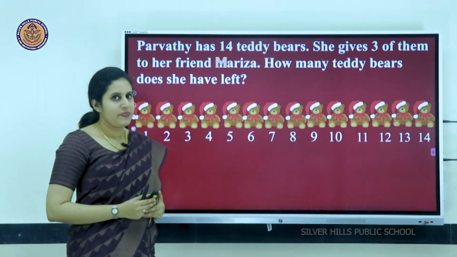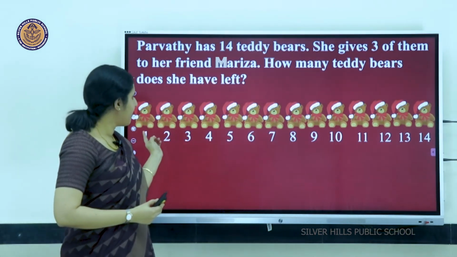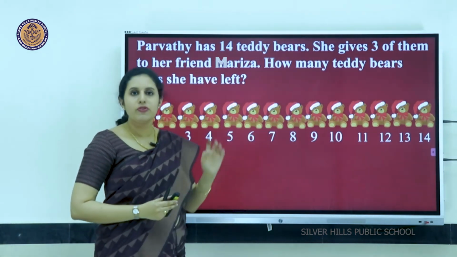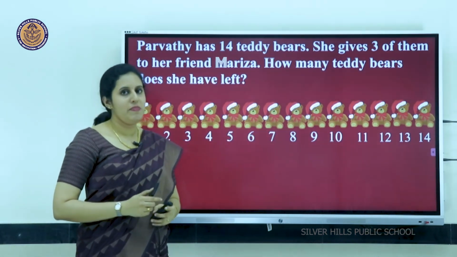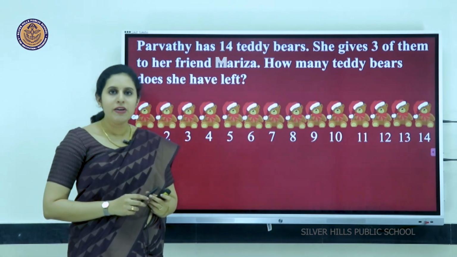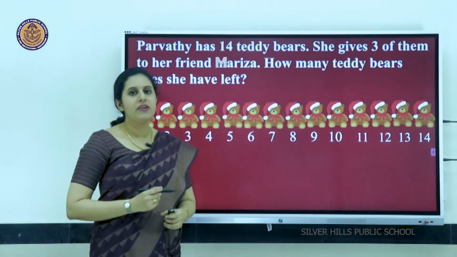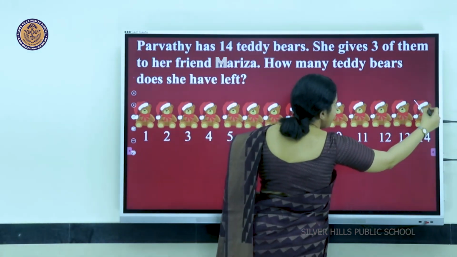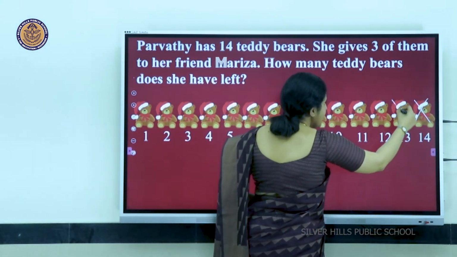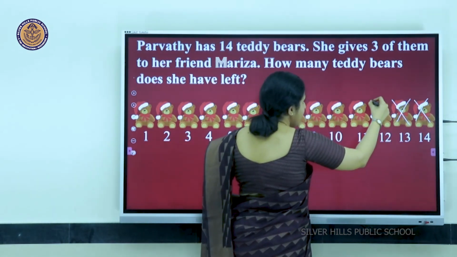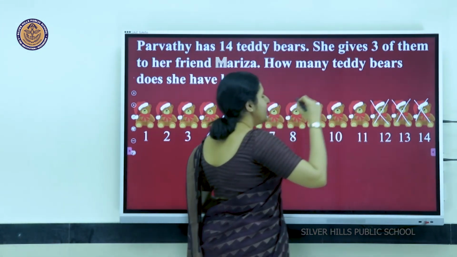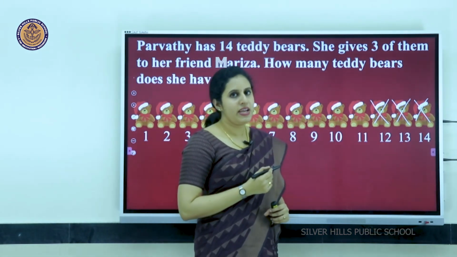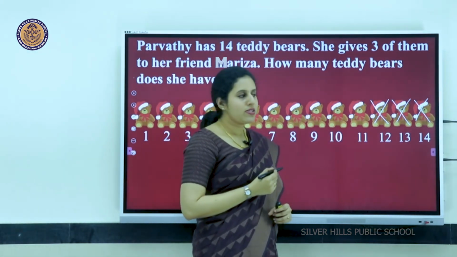That is the question. As you can see here, I have numbered each of the teddy bears 1, 2, 3, etc. up to 14. So, there are 14 teddy bears altogether. How many of them is Parvathy giving away to Mariza? Yes, it said that 3 of the teddy bears she is giving to her friend. So, 3 of them I have crossed them out. Since 3 are given away, 3 I have crossed out.